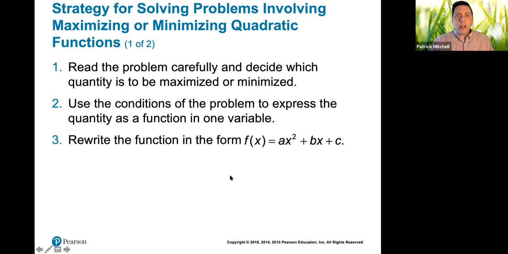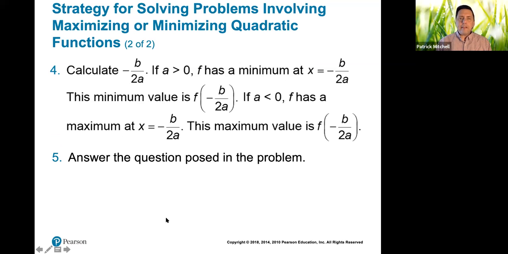All right, so we'll end this section by talking about strategy for solving problems involving maximizing or minimizing quadratic functions. Step 1, read the problem carefully and decide which quantity is to be maximized or minimized. Then use the conditions of the problem to express the quantity as a function in one variable. And then rewrite the function in the form f of x equals ax squared plus bx plus c. Calculate the vertex of that function, really negative b over 2a. And like we talked about before, you can figure out whether that's going to give you a minimum or a maximum. And remember to answer the question posed in the problem.